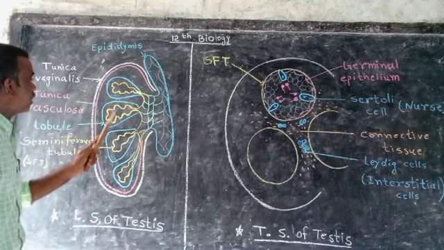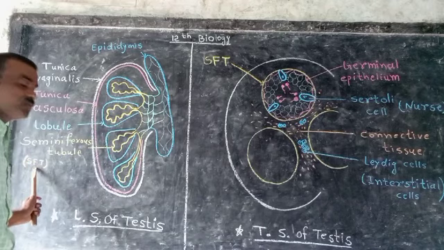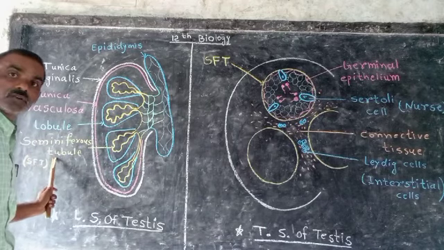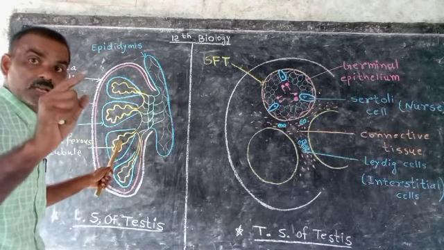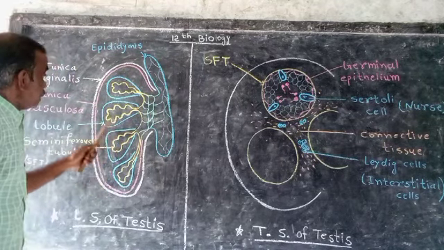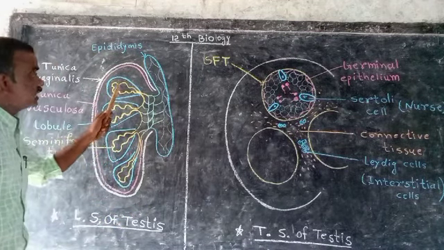SFT. SFT means seminiferous tubule. Seminiferous tubules produce the male gamete, sperm. Two to three seminiferous tubules are present in each lobule.